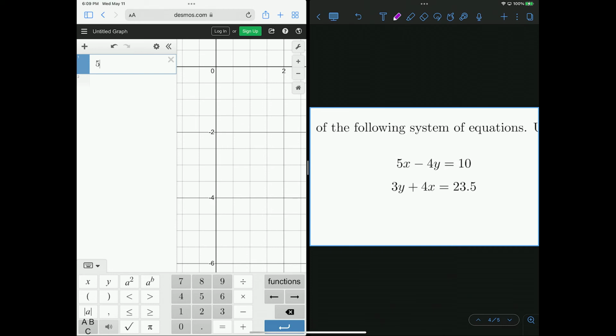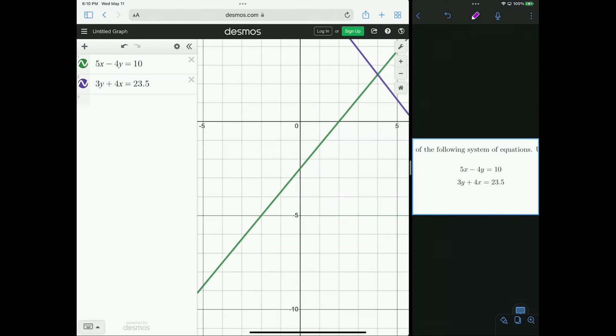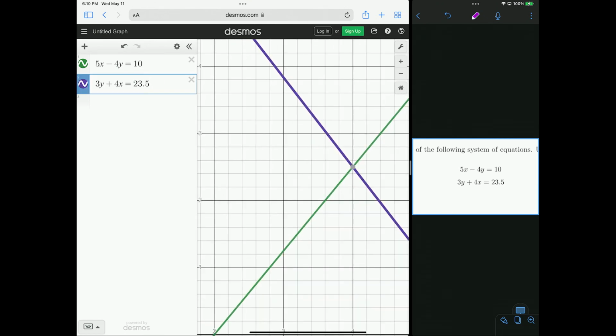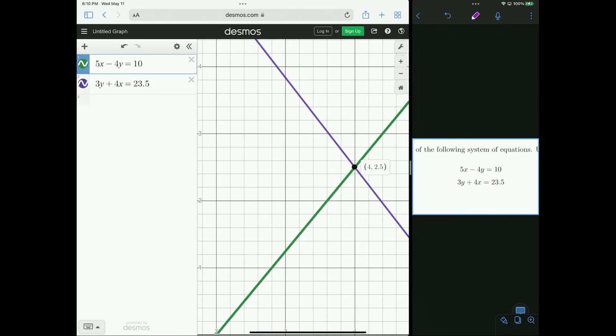Just, what do we got? 5x minus 4y equals 10, and then 3y plus 4x equals 23.5. I don't really see that on here. Where is the equation? Oh, up here. Right, so they do intersect, so there's a solution. They intersect right here. Now, looks like it says 4 comma 2.5. That's going to be the answer, 4 comma 2.5.